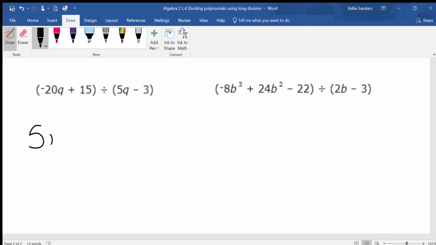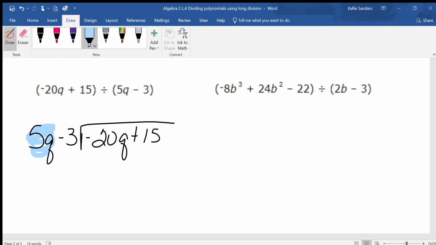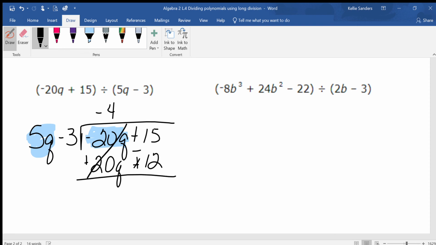So, if we do 5q minus 3 going into negative 20q plus 15, what do we multiply 5q by to get negative 20q? Well, the q's are taken care of because they're both q's and q's. But what do we multiply 5 by to get negative 20? Negative 4. So negative 4 times 5q is negative 20q. Negative 4 times negative 3 is positive 12. Draw your line, change your sign so those go away, and our remainder is 3. So it'd be plus 3 over 5q minus 3.